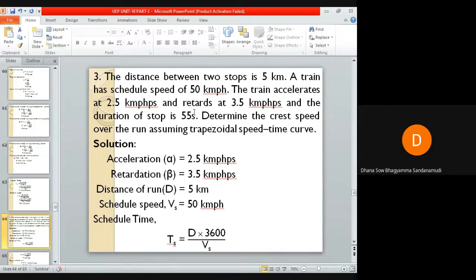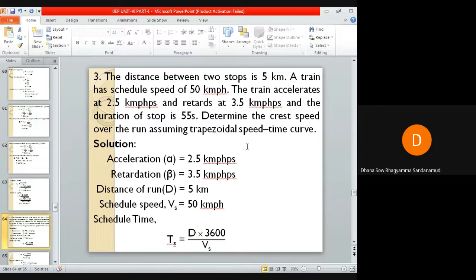In the previous problem they gave the stop period in minutes. Here they have given in seconds, so no need to convert it into any other form, since it is given in seconds. So determine the crest speed over the run assuming trapezoidal speed time curve. Vmax we have to determine. Crest speed means maximum speed. So based on the given data, you have to determine the Vm, V suffix m.